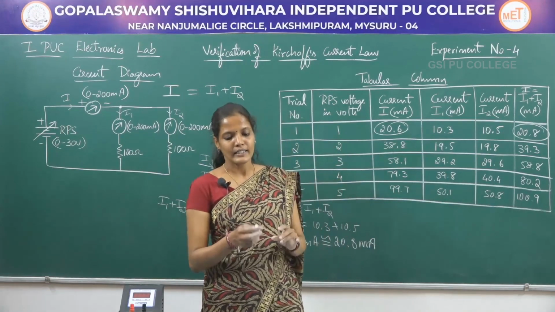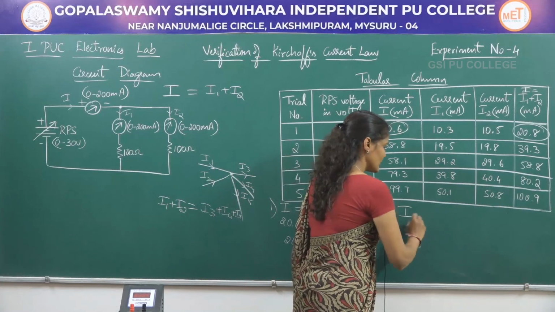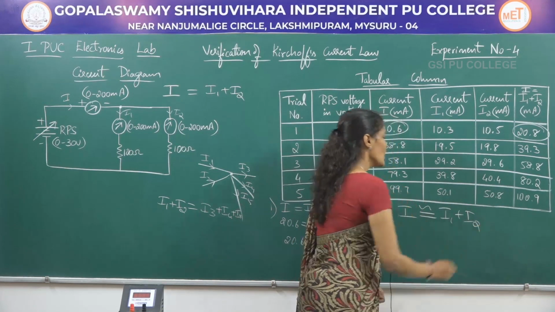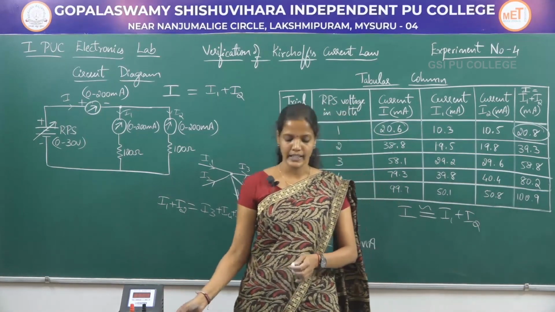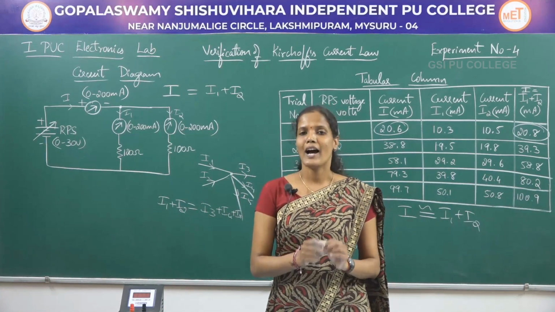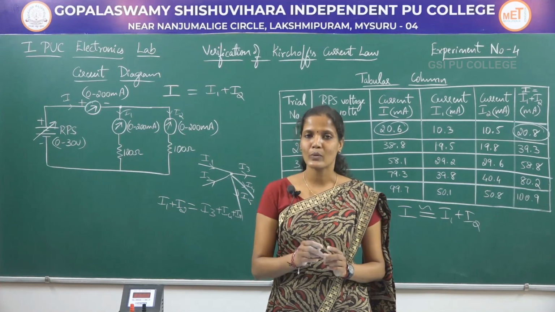The result is that Kirchhoff's current law is verified and we observe that the total current I is approximately equal to I1 plus I2, which is the statement for KCL. The algebraic sum of the currents entering the node must be equal to the algebraic sum of the currents leaving that node. I hope you are very clear with this experiment.